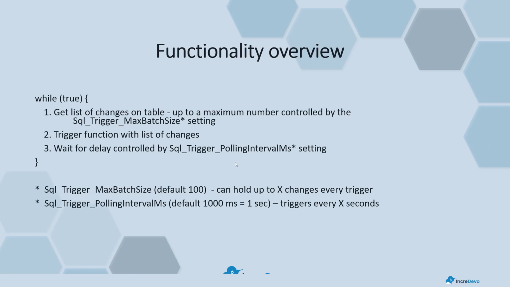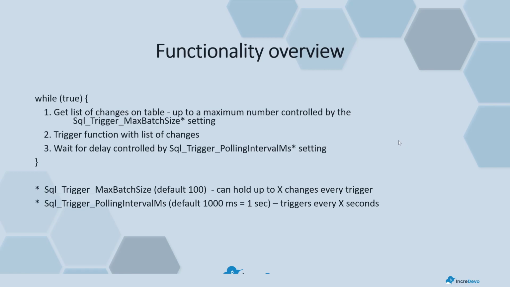So every time, in this case every 1 second, the trigger goes, because the SQL trigger polling interval is by default set to 1 second. So it's like a cron that is being triggered every 1 second. First of all, it gets the list of changes, then triggers the function, and waits the time defined in the SQL trigger polling interval, by default 1 second.